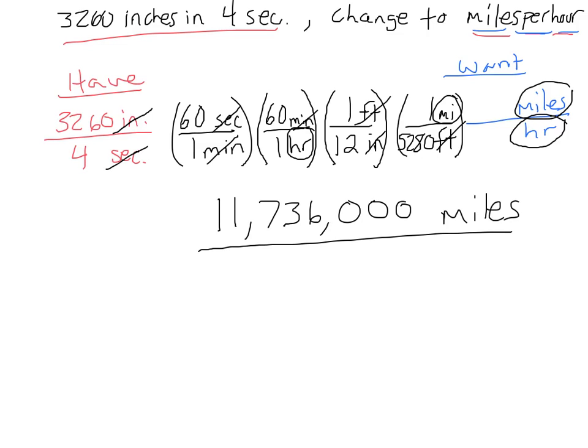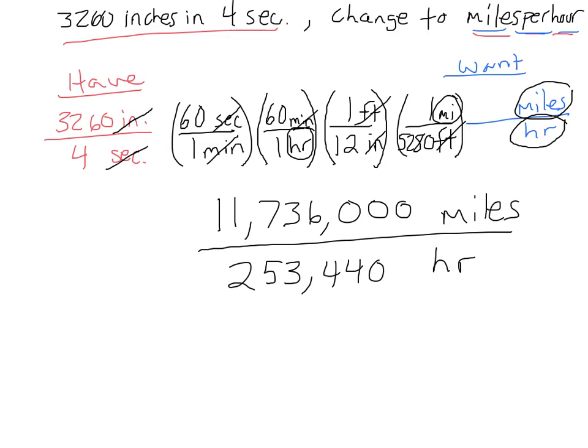You go 11,736,000 miles in every 4 times 12 times 5,280. Everybody knows that one is 253,440, and that is in hours. So for every 11 million or so miles you go, it takes you about that many hours.